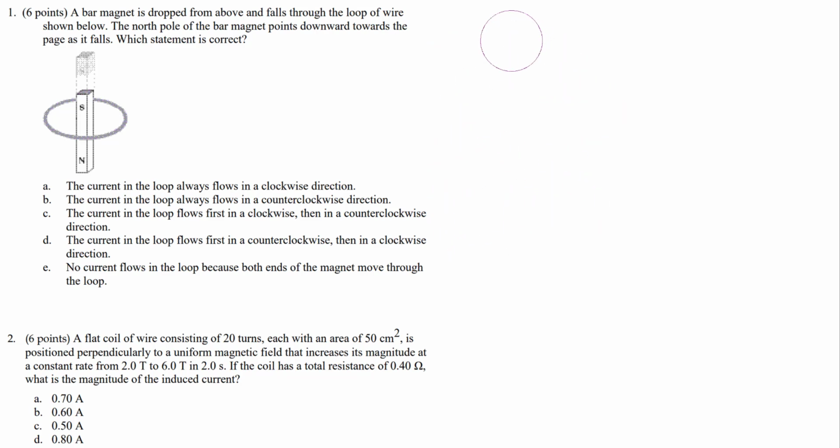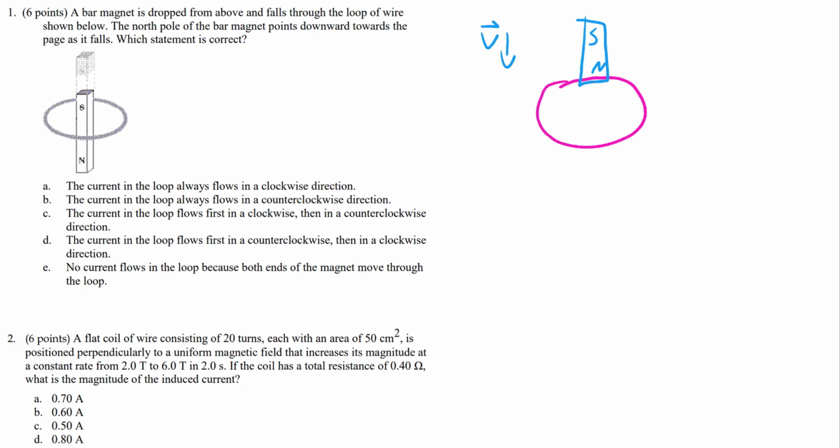So let's draw it out again right here. We have a bar magnet. Let's draw our loop right there, and we're going to have our magnet right here. Over here is going to be the south pole, and over here is going to be the north pole. Notice that we are falling down, so our velocity is going to be downwards.